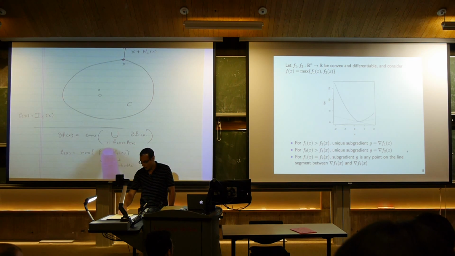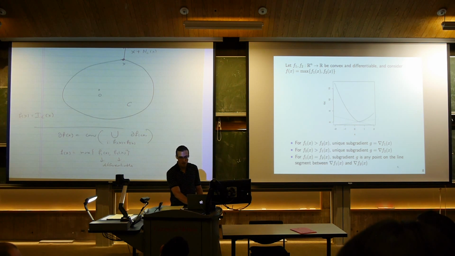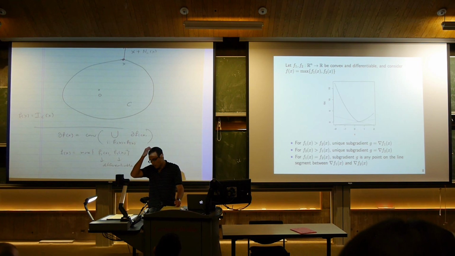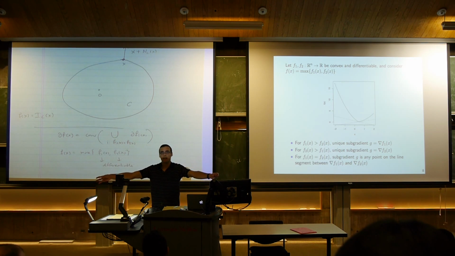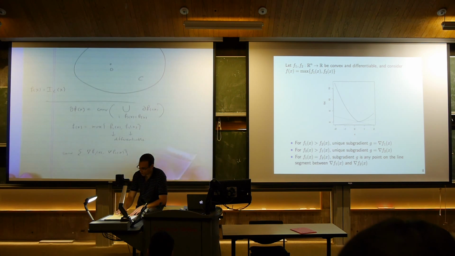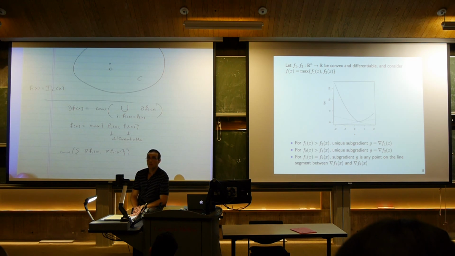If I'm at a point where these two are equal, then i ranges over both 1 and 2. Both f1 and f2 achieve the max. That's this third case. Then I take the subdifferential of f1 and the subdifferential of f2. That's just the set containing the gradient of f1 and the set containing the gradient of f2. I take the union of those two sets, so now I have the set containing the gradient of f1 of x and the gradient of f2 of x. And I take the convex hull. According to this rule, that gives me the set of all subgradients of my function. And what's the convex hull of just two points? It's just the line segment that joins those two points. That's all it is. So that was exactly the rule that we wrote down before.